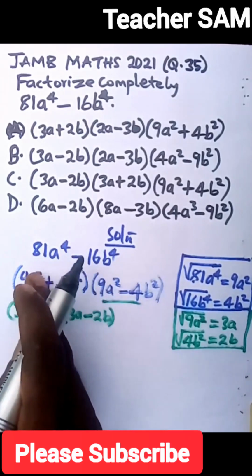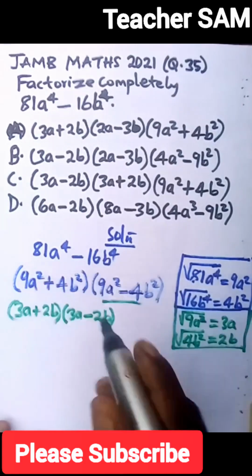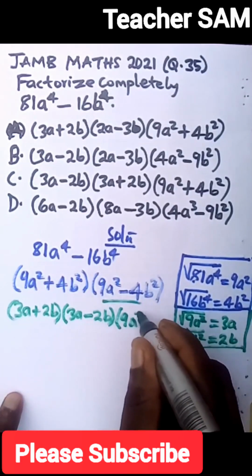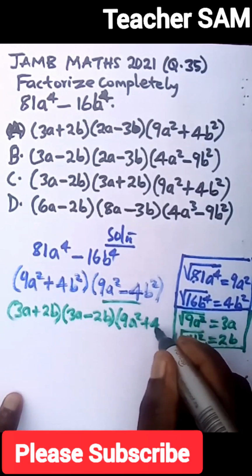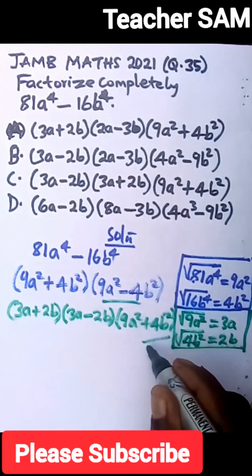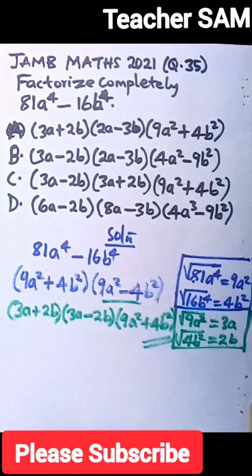Don't forget we have this there. We have this we didn't use. We only expanded this, so we have this. So I'm going to rewrite that: 9a squared plus 4b squared. So if you check through the options, you find out the correct answer to this.